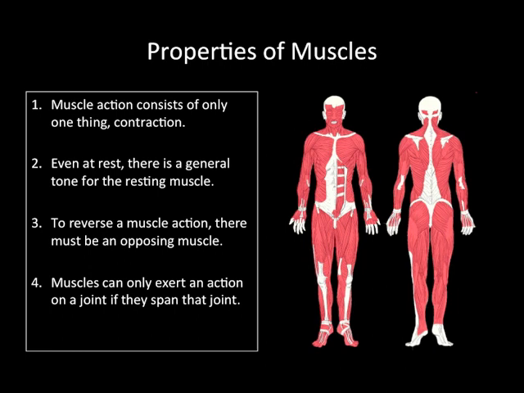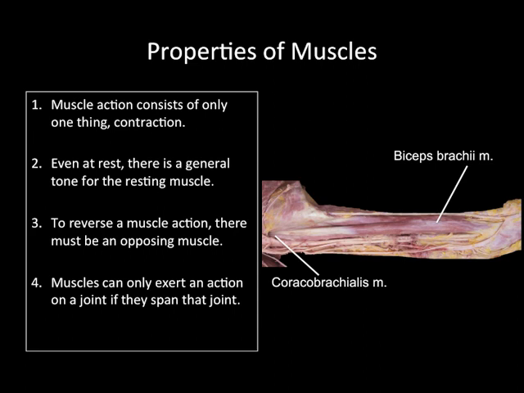Finally, the fourth feature of muscles. Muscles can only exert an action on a joint if they span that joint. Let's look again at the muscles in the anterior compartment of the arm, the flexor group. Of the three muscles, two can be observed, the biceps brachii and the coracobrachialis. The biceps brachii extends from the scapula to the radial tuberosity, whereas the coracobrachialis only extends to the humerus. Because the biceps brachii spans both the shoulder and elbow joint, it exhibits the ability to function at both joints. The coracobrachialis, however, only acts at the shoulder joint.